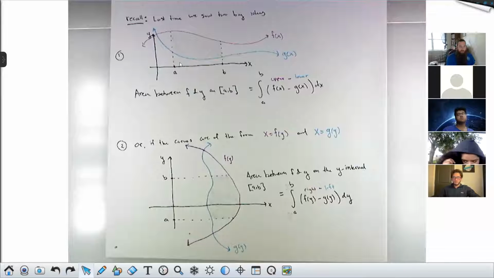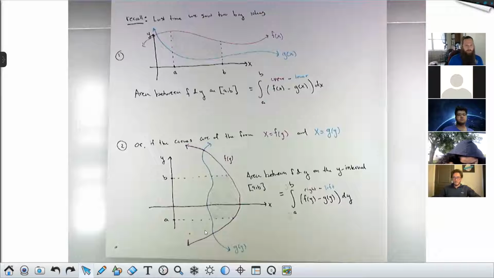Then you need to figure out the bounds of integration. Where are you trying to find the area? Do these functions cross one another? Do they touch somewhere? Does one start out as the upper and then become the lower? If so, you'll need to split the problem up, like the example we saw with sine and cosine at the end of class last time. If not, then you can just straight up integrate upper minus lower or right minus left.